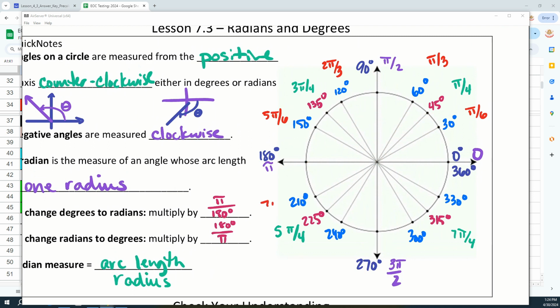And then 7/6. 8/6 is 4 pi over 3. 9/6 is 3 pi over 2. 10 is 5 pi over 3. And 11/6 doesn't reduce, so 11 pi over 6.